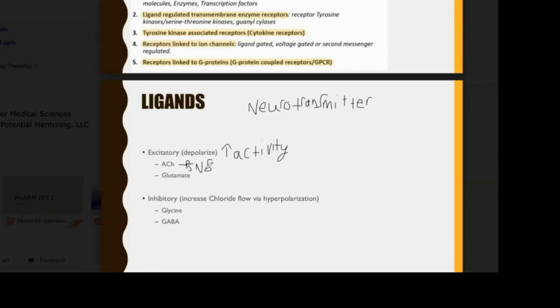And then glycine and GABA, these are going to be the ones that are inhibitory. So you're going to increase chloride flow, you're going to have hyperpolarization, so you're going to basically increase above that normal resting membrane potential of -70 and make it harder to depolarize. Glycine and GABA are the big 2 inhibitory neurotransmitters.